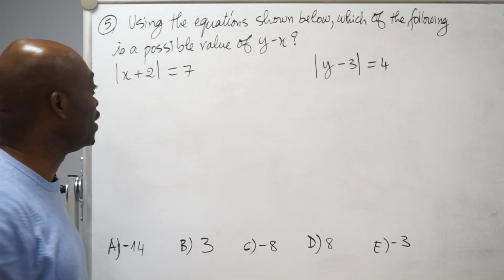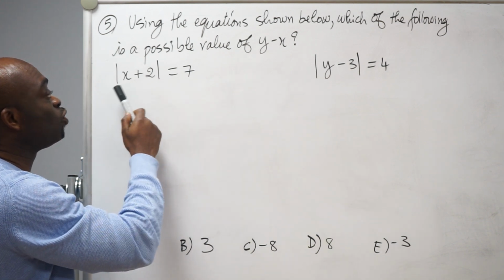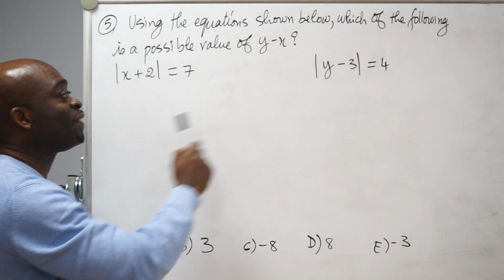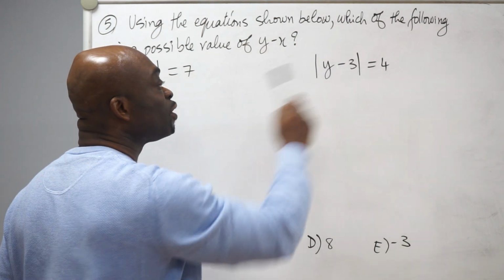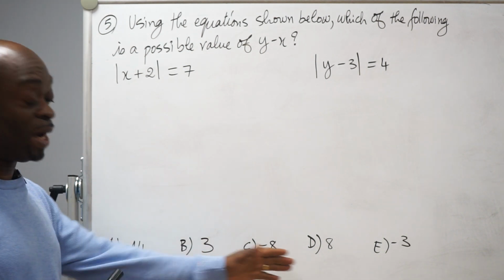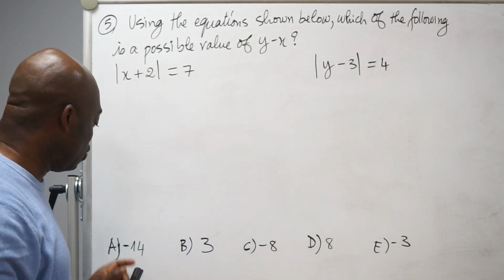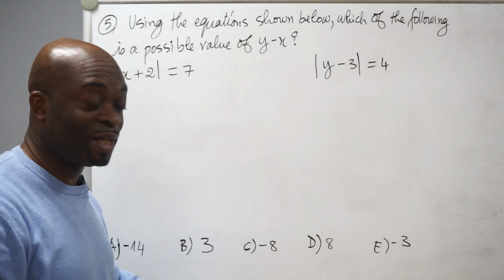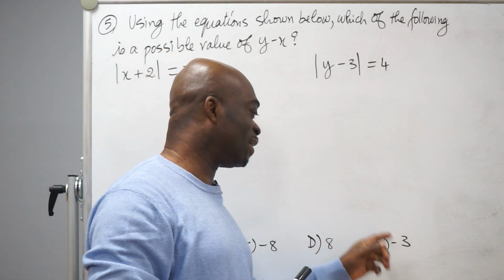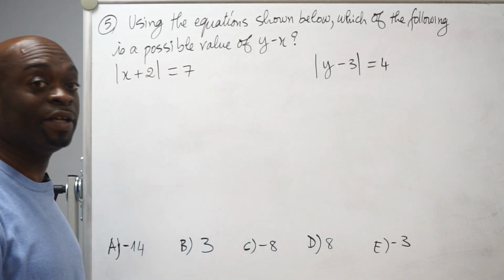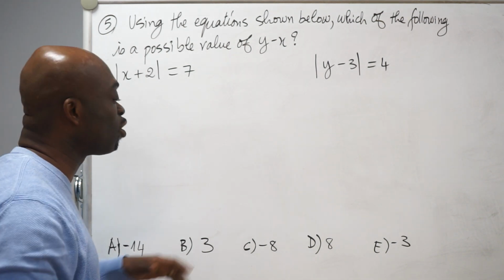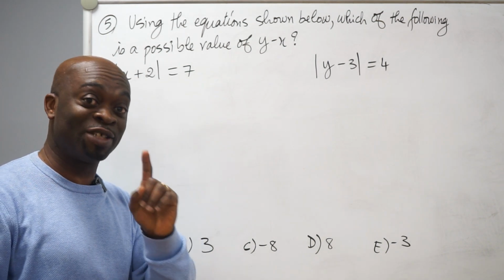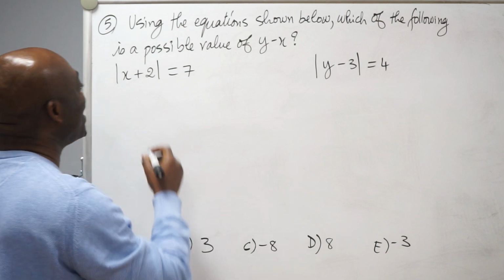That's the instruction. We have two absolute value equations here. Absolute value of x plus 2 equals 7. Absolute value of y minus 3 equals 4. And we have 5 possible answers as well. A is negative 14, B is 7, C is negative 8, D is positive 8, E is negative 3. All right? So let's go for it and see which one is the correct answer. There's only one correct answer, ladies and gentlemen. Only one is true. Okay? All right, so let's go for it.